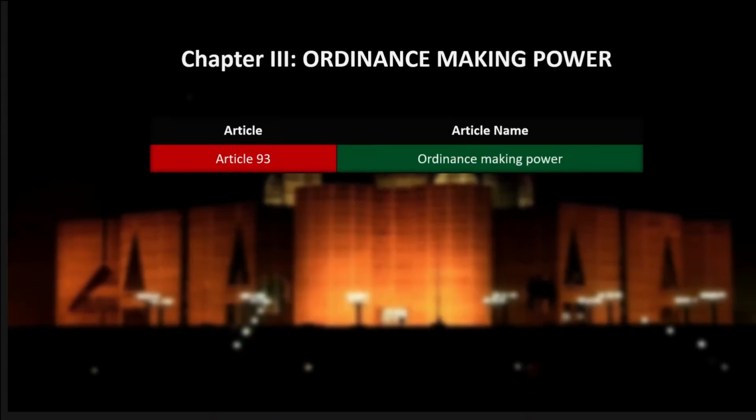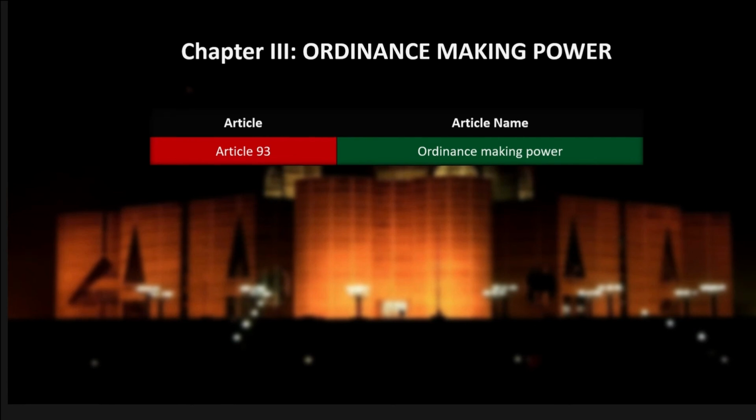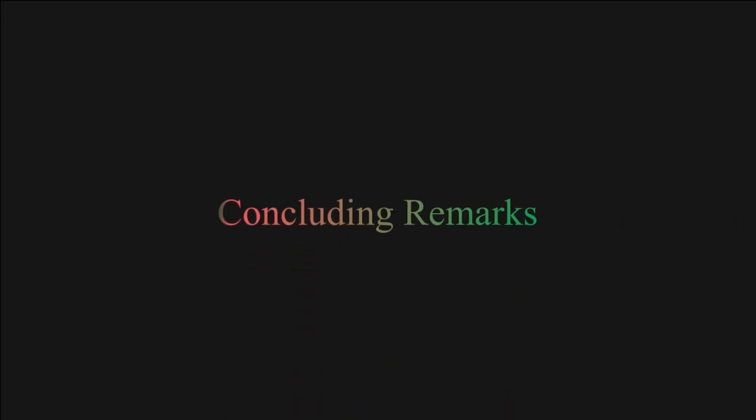Then, Chapter 3, ordinance making power. According to this chapter, if the National Parliament is dissolved and immediate action is necessary, the President may make or promulgate ordinances. In our Constitution, ordinances are considered laws, and the exclusive power of promulgating ordinances is vested with the President only. That sums up what our Constitution says about two fundamental organs of Bangladesh, the executive and the legislative.